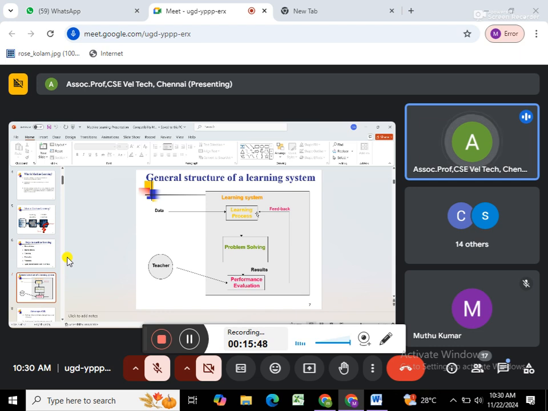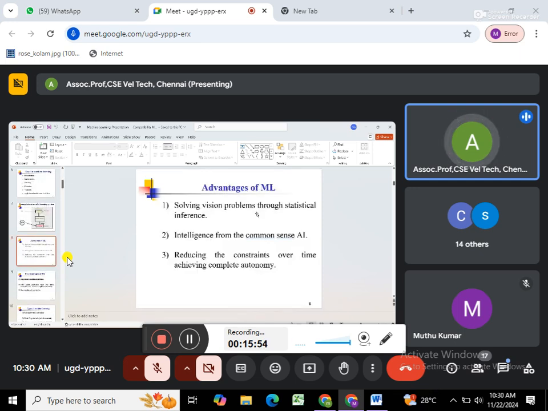Finally, we are going to get the best results. That general structure of a learning system is visible here. So normally we go for considering the advantages of machine learning. So many advantages are there. We go for giving vision problems. So for example, while seeing the CT scan itself, the radiologist can understand and give the solution observation in the write-up.